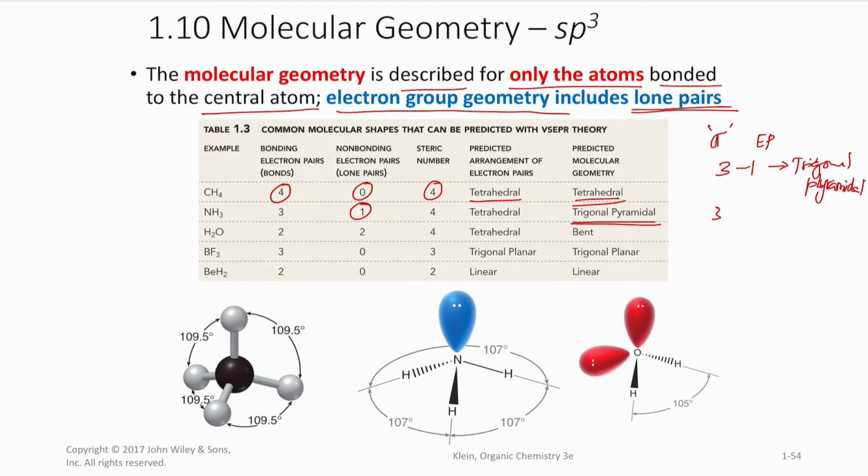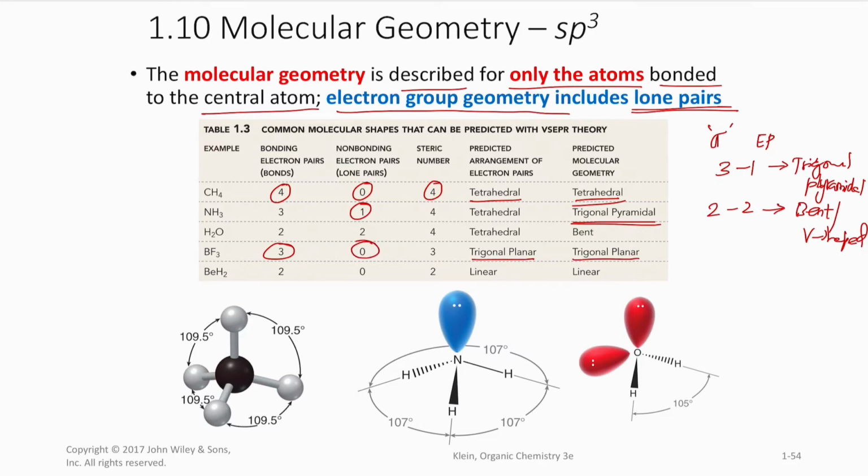When you have a 2-2 structure, that results in a bent or V-shaped structure. In the same way, when you have a steric number of 3 and the number of electron pairs is 0, then you have a trigonal planar structure.